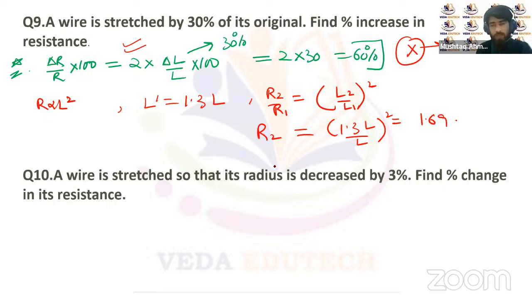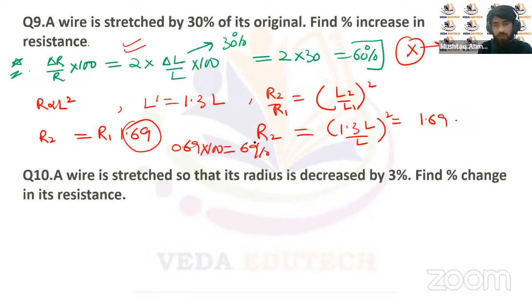Now you can see here, the new resistance has actually increased by a fraction of 0.69. So 0.69 multiplied by 100, that's 69%. So the correct answer to this question is 69%. So what you will do in your exams, if such questions are asked, let's suppose you are asked about a 30% increase, you will just do 1.3 whole square, that's 1.69, so 69% is the answer.